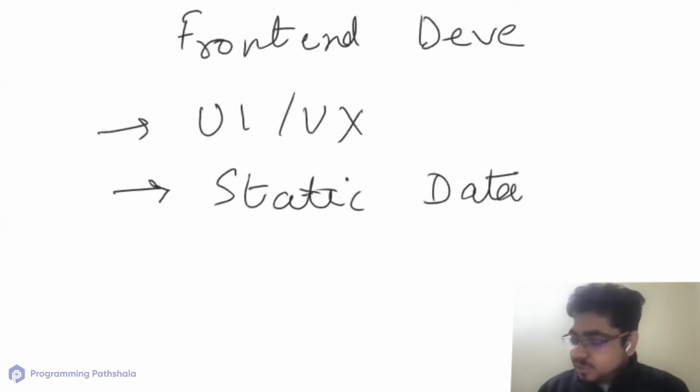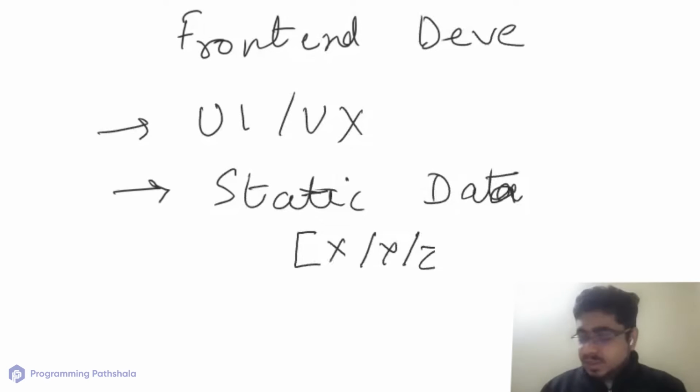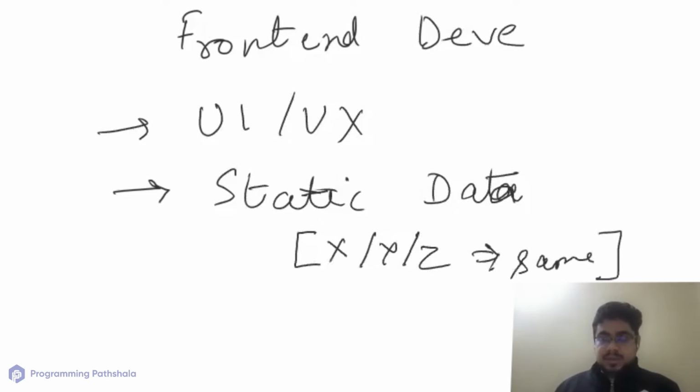And here static does not mean that it is constant, but it basically means that whoever visits the website will see exactly the same thing. So if X visits, Y visits, Z visits, whoever visits, the parts that are exactly the same, we are terming as static data. Okay. And that all will come under front end.